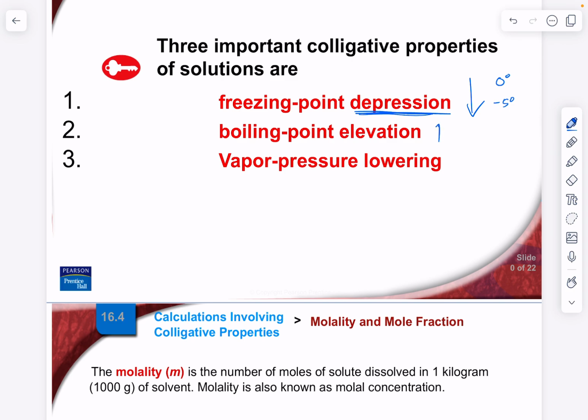Boiling points get elevated. The more particles you add, let's say, for example, to water, the higher you have to heat the water before it's going to begin to boil. And then finally, vapor pressure.